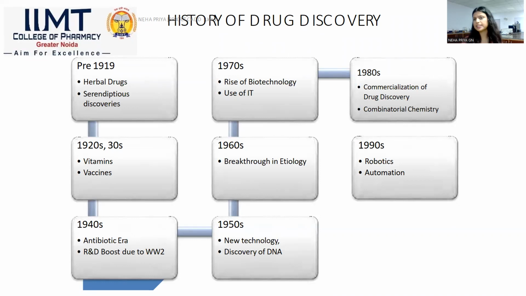For example, HPLC and IR, we were using that to identify the certain structure of a drug, and whether that drug can be used in a certain disease or not. We were using biotechnology for that. In the 1980s, what we did was we then moved toward the commercialization of drug discovery.